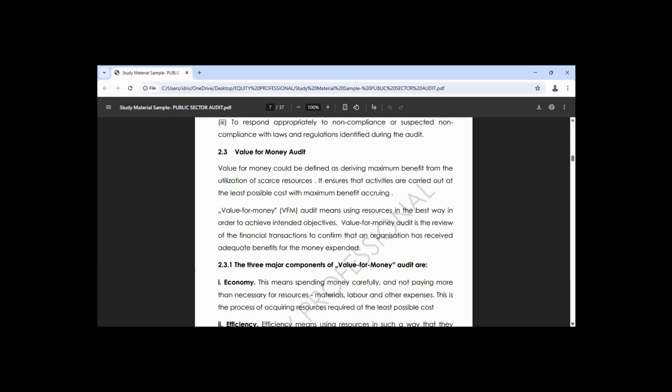So this value for money audit has three components. What are the components of this value for money audit? One of the components is called economy, the second one is called efficiency, and the third one is called effectiveness. These are the three major components of value for money audit.